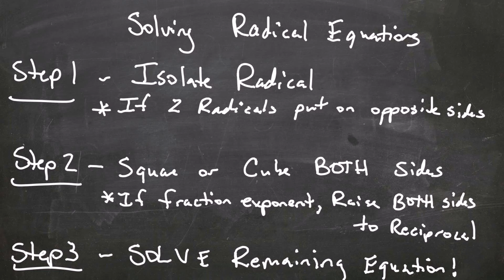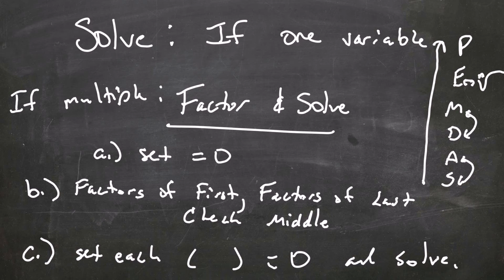Some people do like to change it to radical form. You can do that, but it's a little bit more work. So I always raise both sides to the reciprocal. I just think that's easier. And then you solve the remaining equation. When you solve, you have a couple options. Option 1 is if you have one variable. That's when you're going to use PEMDAS backwards. All right. If you have multiple variables, you're going to factor and solve.